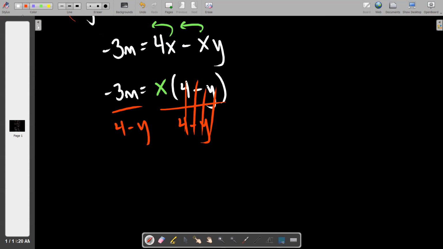And that all cancels out, and we're left with our final answer, which is x equals negative 3m divided by 4 minus y. Any questions on that? Okay. The next one would be, I think, number 8.